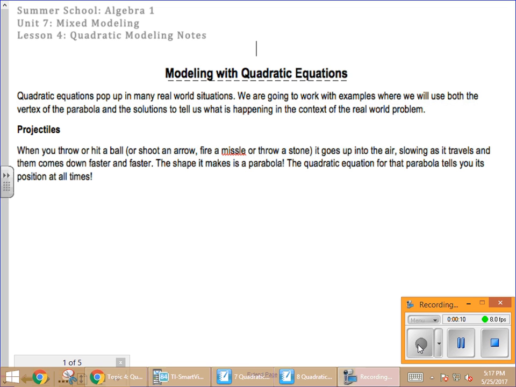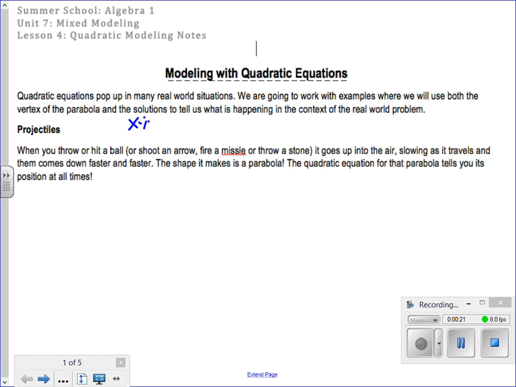Alright, quadratic equations pop up in many real-world situations. We're going to work with examples where we will use both the vertex of the parabola and the solutions. Remember, solutions are the x-intercepts to tell us what is happening in context of the real-world problem.